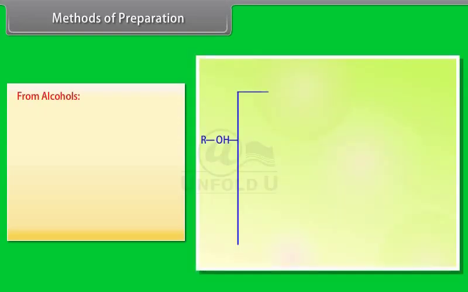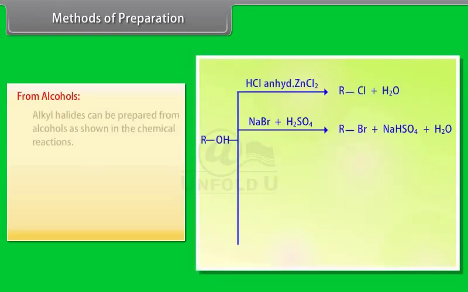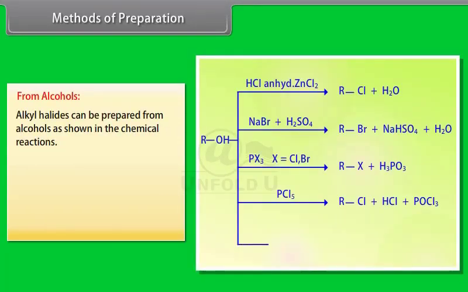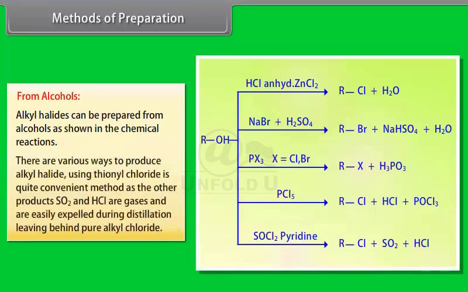From alcohols. Alkyl halides can be prepared from alcohols as shown in the chemical reactions. There are various ways to produce alkyl halides. Using thionyl chloride is quite a convenient method as the other products, SO2 and HCl, are gases and are easily expelled during the distillation, leaving behind pure alkyl chloride. Methods of preparation.